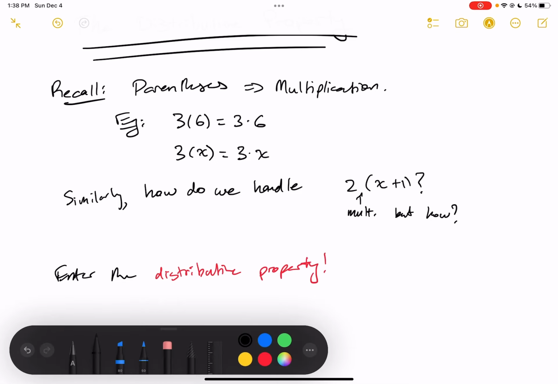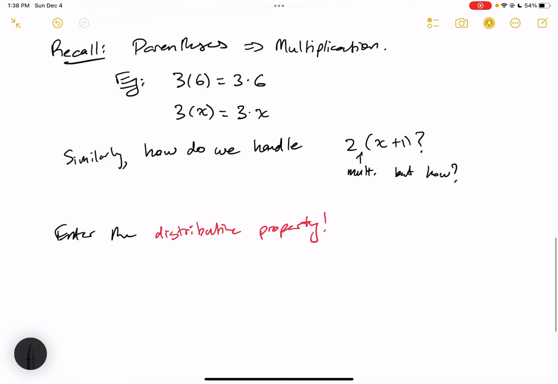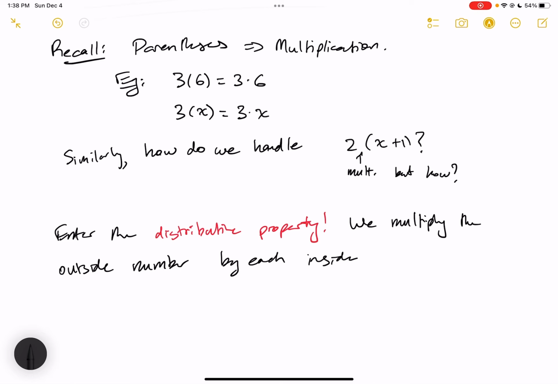And the way it works is as follows. All right, so we multiply the outside number by each inside term.